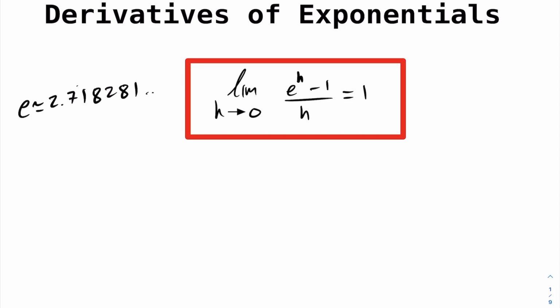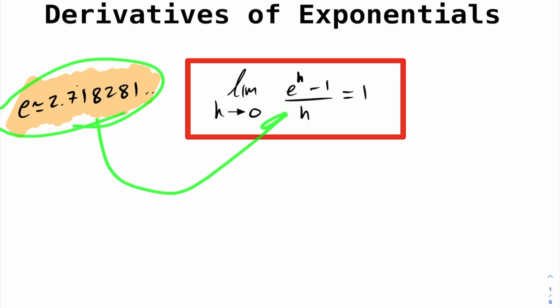In today's lesson, we're going to be looking at derivatives of exponentials. Before we get into talking about derivatives of exponentials, we want to talk about what the number e is. It's an irrational number, and this is the number to approximately 6 decimal places. We want to talk about how this number came about, how it's related to this limit.